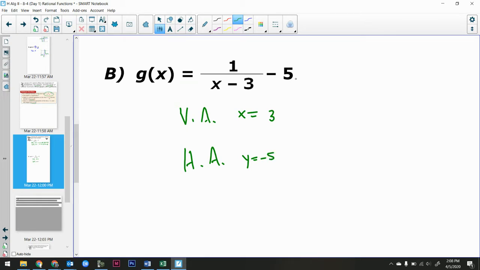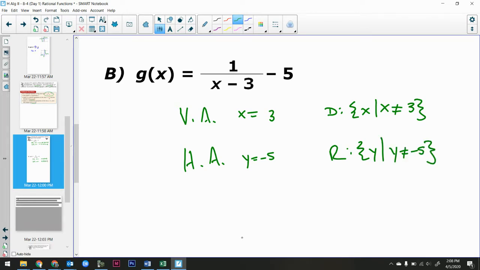That's straightforward. All right, so that means the domain is all x values such that x cannot be 3. And the range is all y values such that, ooh, that's a really good brace there, isn't it? Y cannot be -5. All right. Again, these should match up. The vertical asymptote and the domain should match, and then the horizontal asymptote and the range should match.